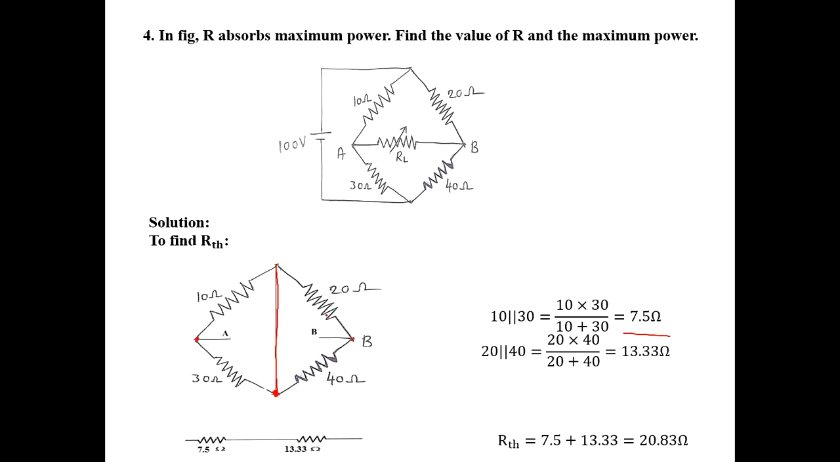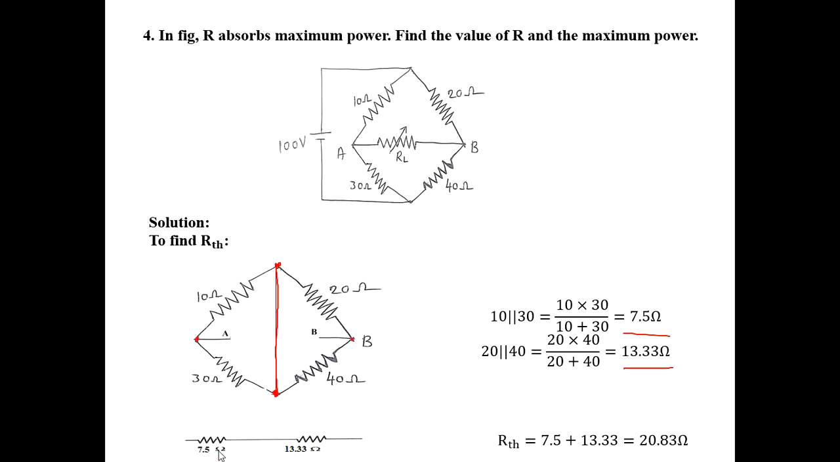Here this is one common point, and another one. These two are connected at this common point. These two are connected in parallel, with two common points. We can write 20 parallel 40, which is equal to 13.33 ohm.